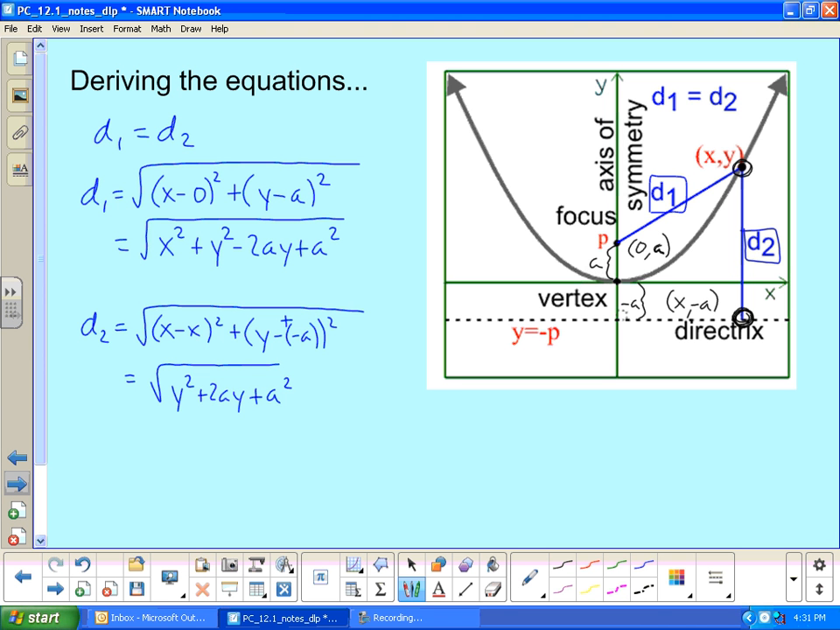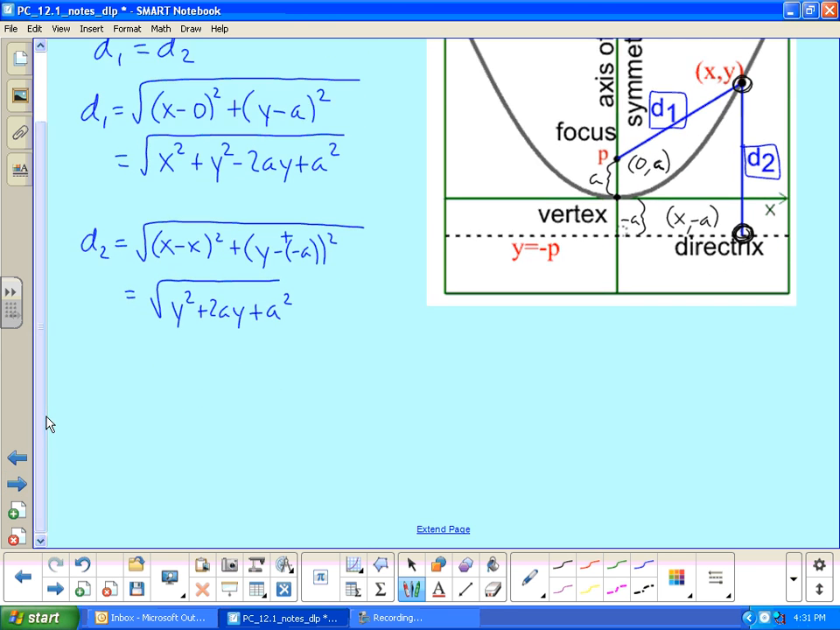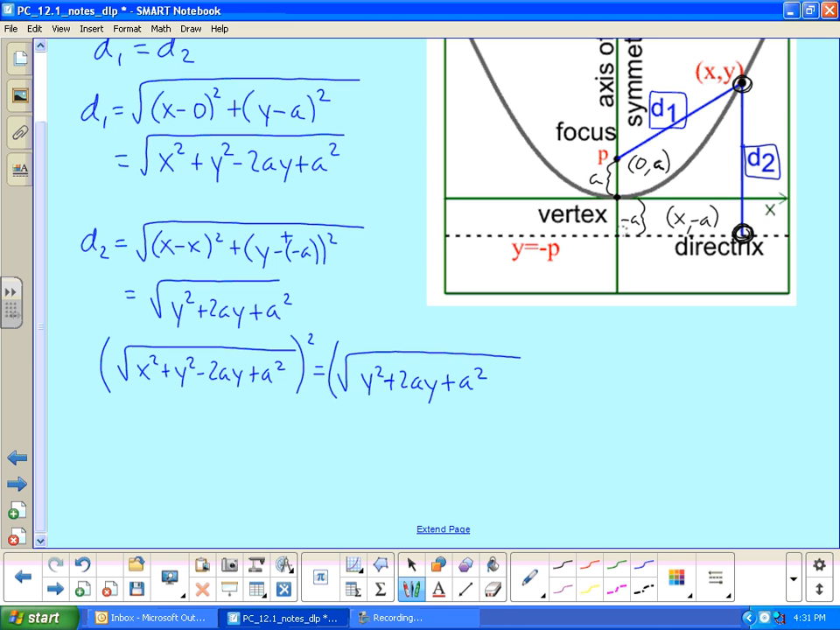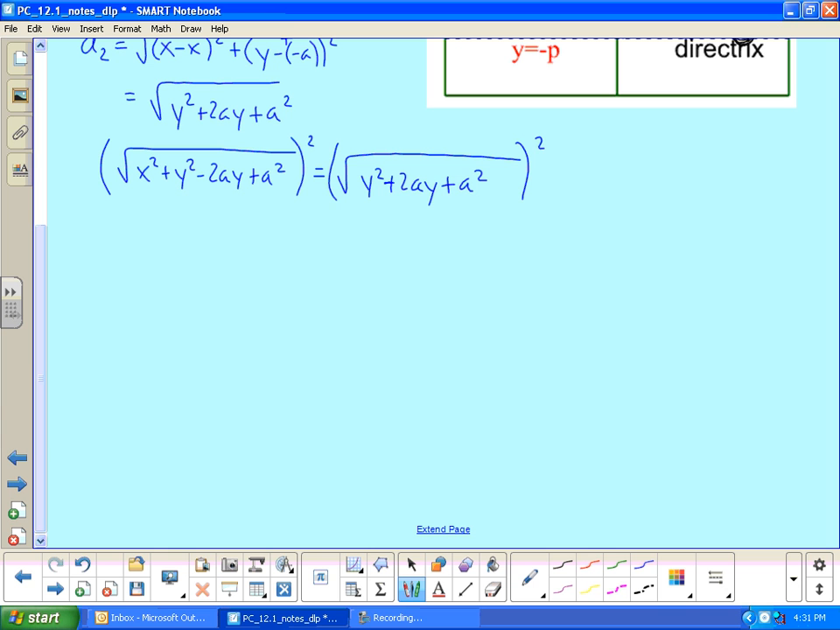All right, so we set these equal to one another and see what happens. We have the square root of x squared plus y squared minus 2ay plus a squared equal to the square root of y squared plus 2ay plus a squared. Now we can undo both of these roots by squaring them. And then I get x squared plus y squared minus 2ay plus a squared is equal to y squared plus 2ay plus a squared.